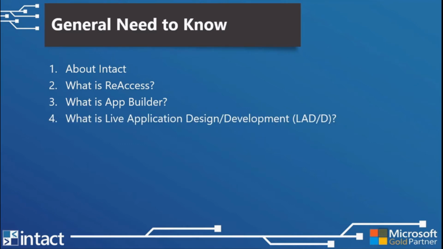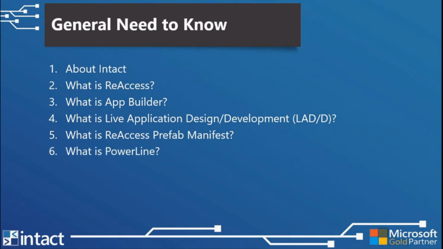Live Application Design Development, or LAD, is a framework used for collecting business requirements and processes at a high level. These requirements are then translated in more detail onto the ReAccess prefab manifest. The ReAccess prefab manifest is a template that is used to define all of the components in a ReAccess application. The manifest is then imported into the App Builder, which generates a functioning application. Powerline is the middleware that handles all aspects of the application, including security, connectivity, storage, and provisioning.